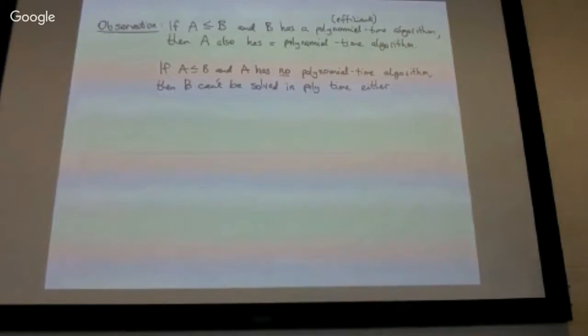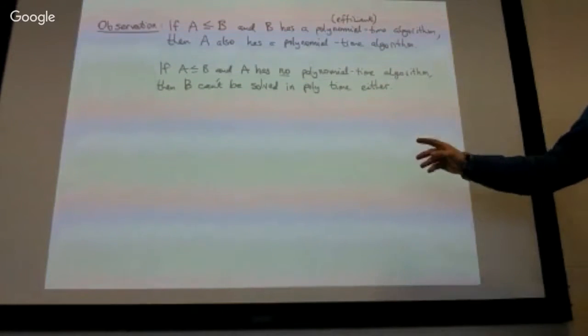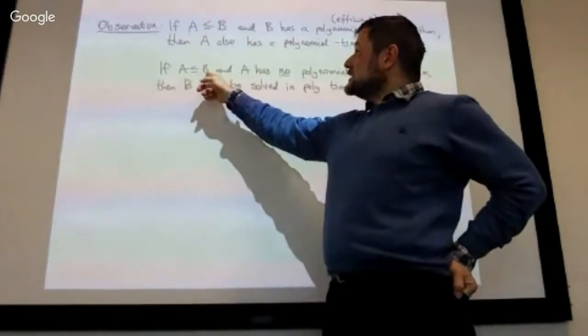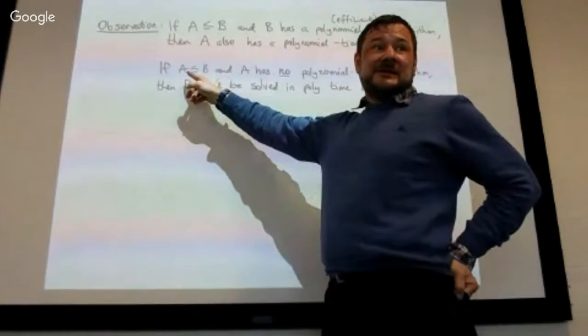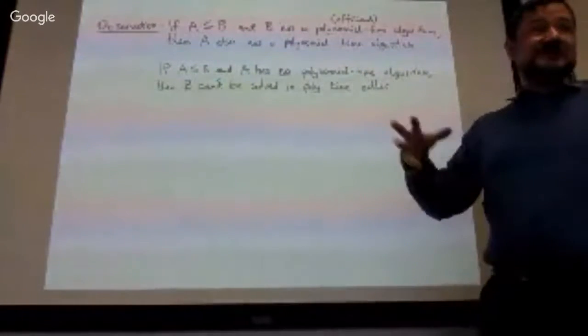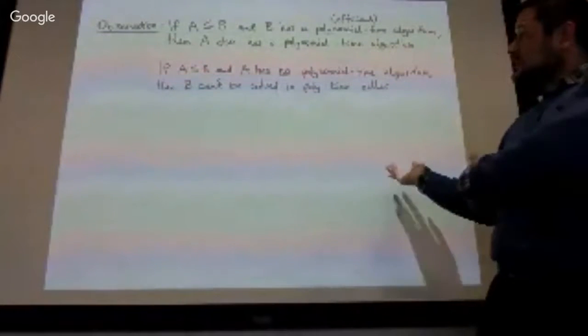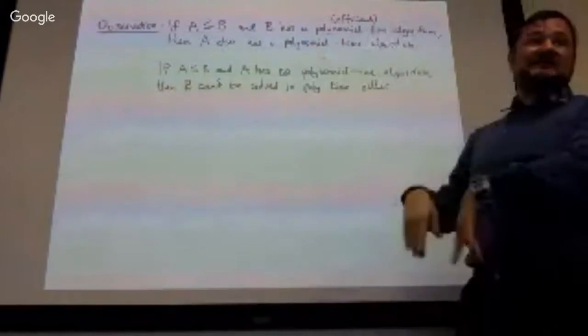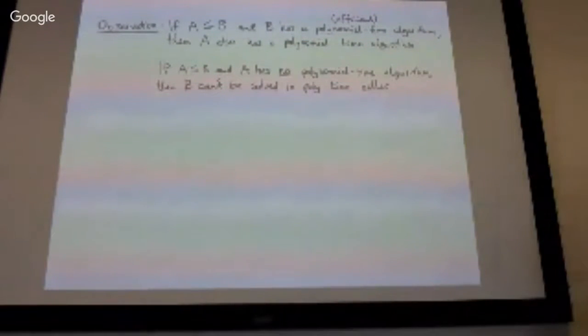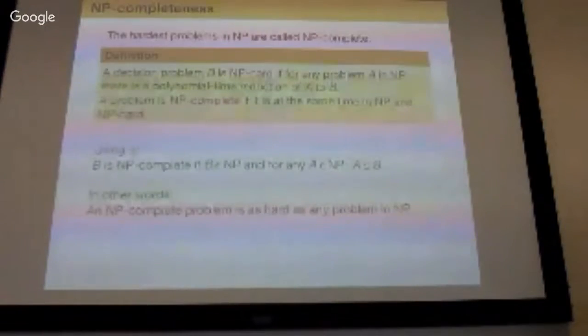Okay, so this somehow tells us that this reduction means that B is at least as hard as A. If B is easy, then A is also easy, and if A is hard, then B is even harder. Definitely not easy. And that's not right, sorry.